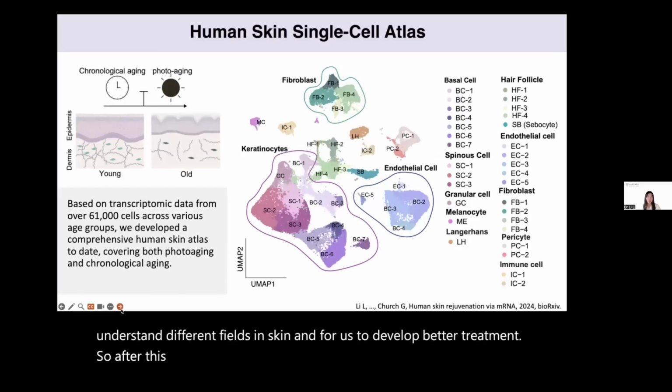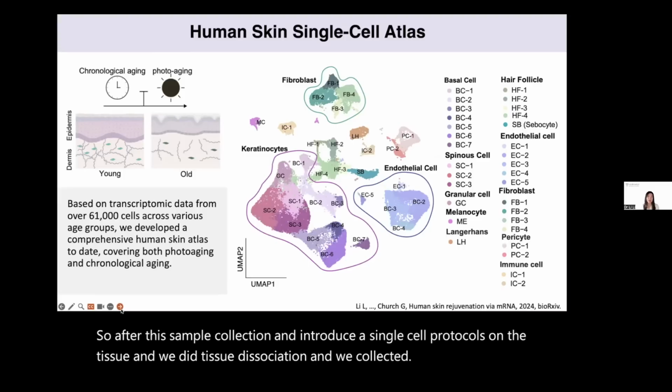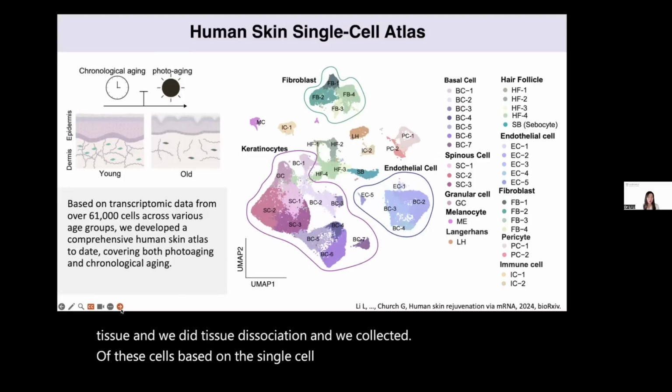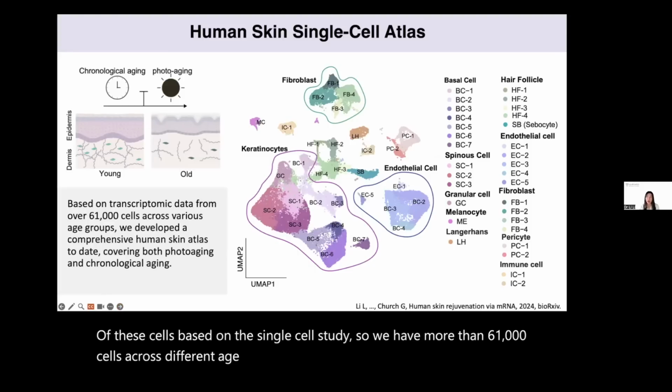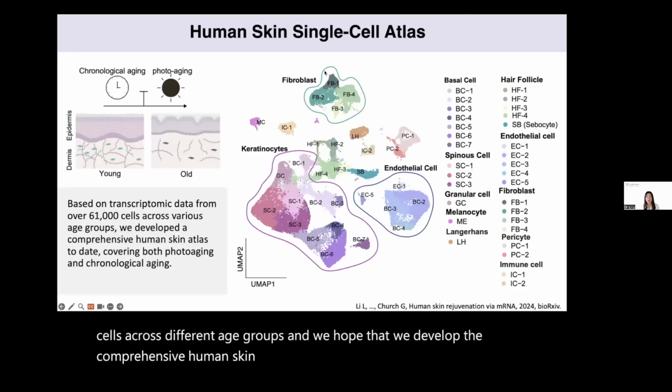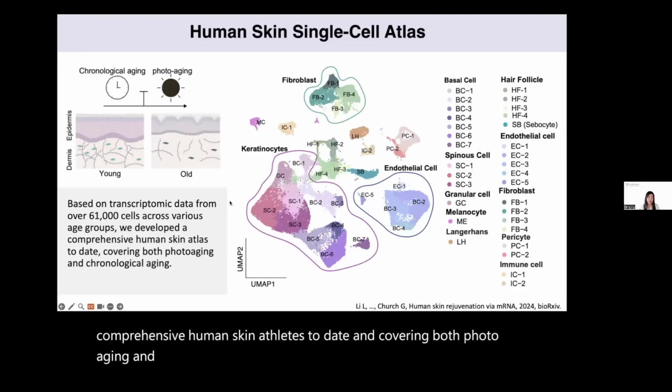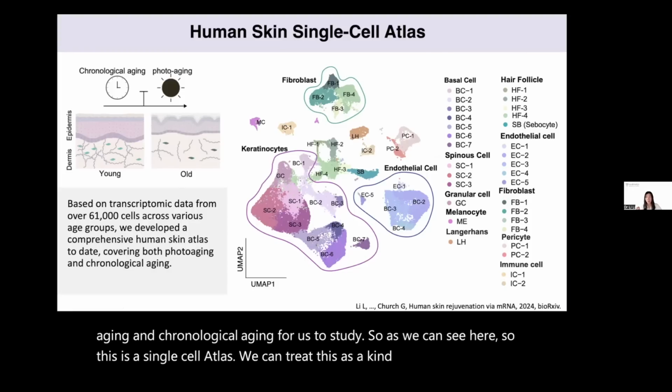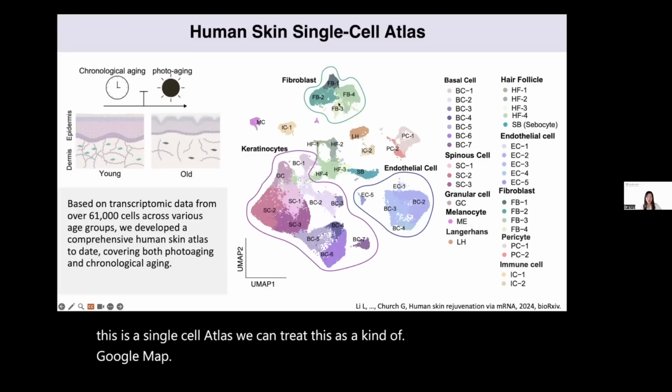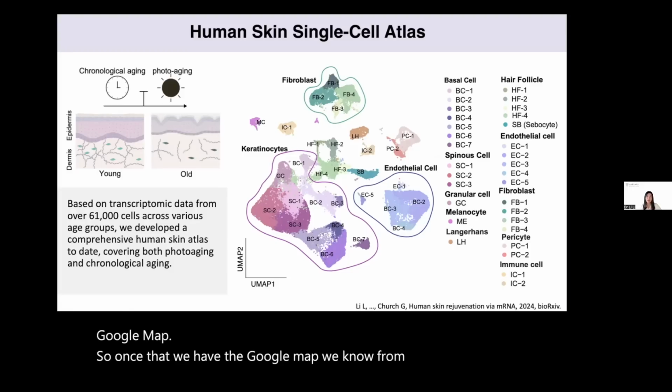After the sample collection, we introduced the single cell protocols on the tissue, did tissue dissociation, and collected all of these cells for the single cell study. We have more than 61,000 cells across different age groups. We hope that we have developed the most comprehensive human skin atlas to date, covering both photoaging and chronological aging for us to study. As we can see here, this is a single cell atlas. We can treat this as a kind of Google Map. Once we have the Google Map, we know how to get from one place to the destination.